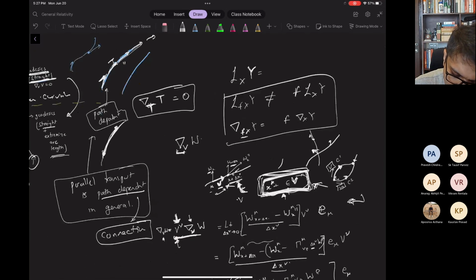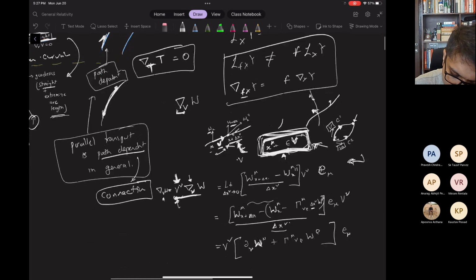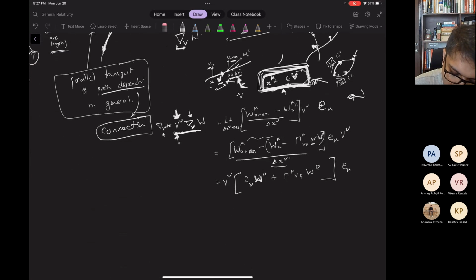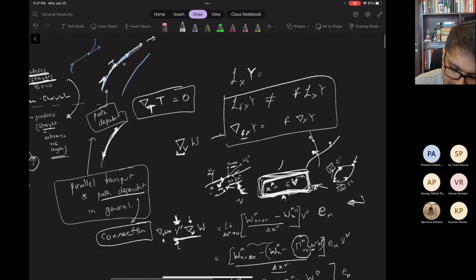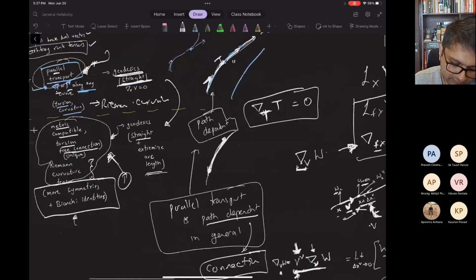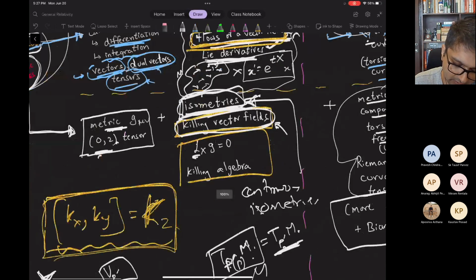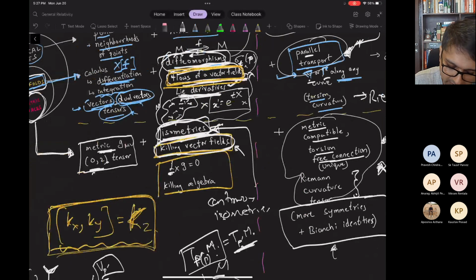And pretty much, one of the main things is that you need these connection coefficients if you want to define linearity of this derivative, which you don't need for the case of Lie derivatives, which are defined via diffeomorphisms.